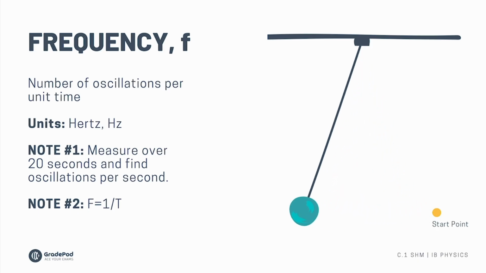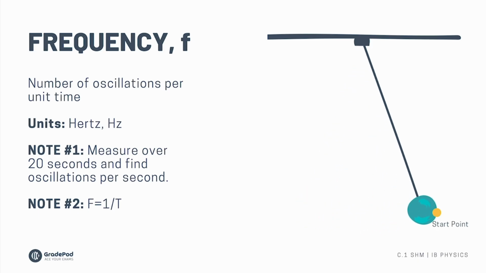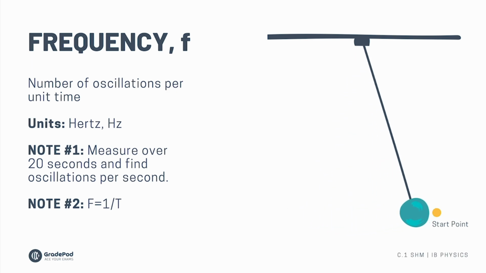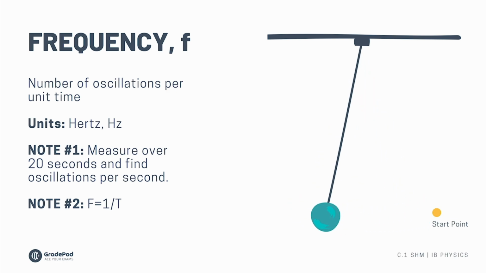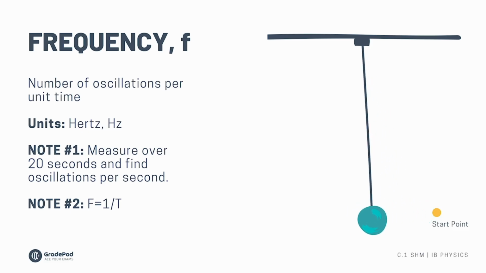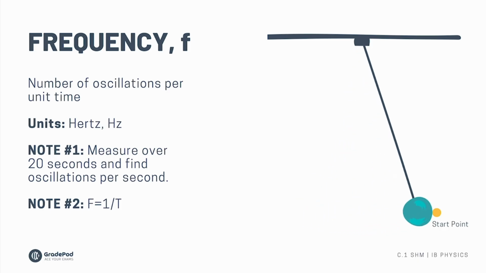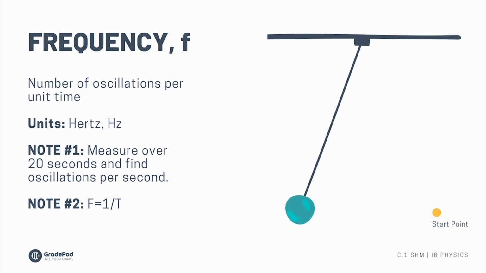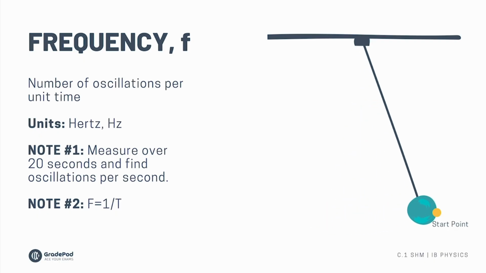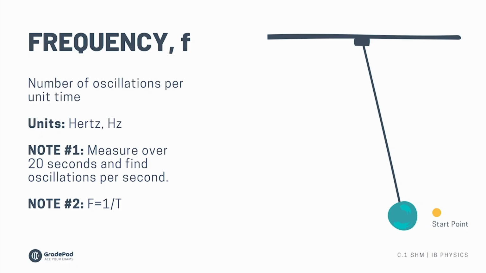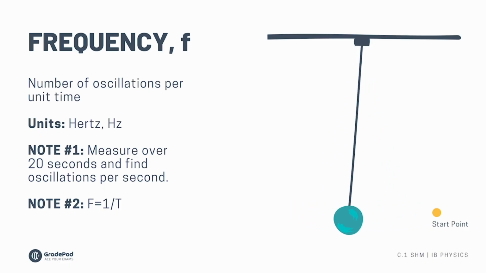So that was 5 oscillations in 20 seconds. That means that 1 oscillation takes 4 seconds, and the number of oscillations per second is a quarter. So the frequency of this is 0.25 hertz. Another way, and we kind of did it in the example there, another way to find frequency is to take the reciprocal of the time period, or 1 divided by time period. So if we know the time period's 4, then the frequency is 1 divided by 4, which is 0.25 hertz.